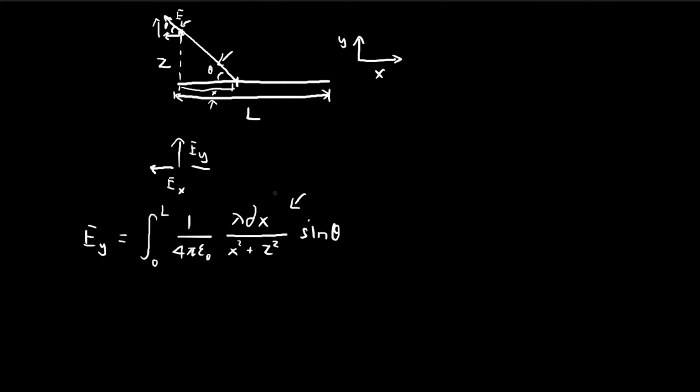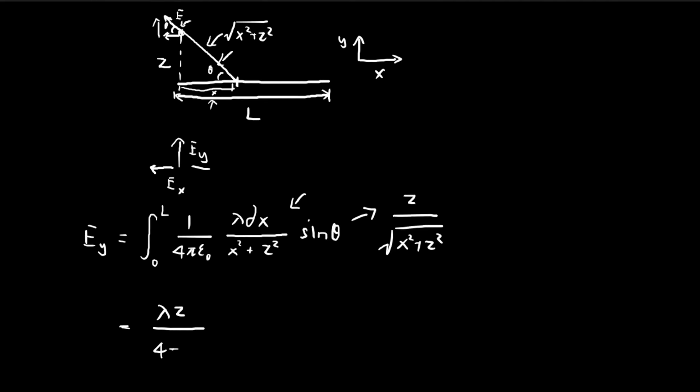Since we're doing everything in terms of x, we're going to have to define sine theta in terms of x as well. Using this triangle that we have here, we're going to see that sine theta is equal to z divided by the square root of x squared plus z squared, using Pythagoras' theorem. You see that this diagonal line is going to have a length of the square root of x squared plus z squared. So essentially there we have it. We have our integral. The rest of the steps that we need to do is just math.